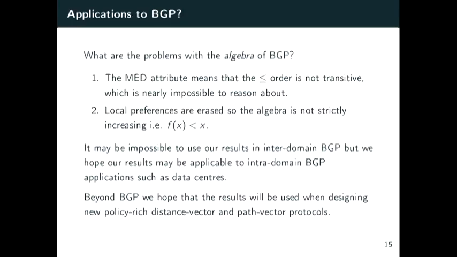BGP is legacy code. It's out there. It may be almost impossible to fix in some sense and make the policies less expressive. But we hope that our results may be applicable to intra-domain BGP applications such as data centers, where you have complete control over the policies. You don't need to worry about giving away implementation details, and therefore you can ensure that your policies are strictly increasing. Beyond BGP, we hope that these results will be used to develop the next generation of path vector and distance vector protocols, if the need be, and these can be safe and correct by design.